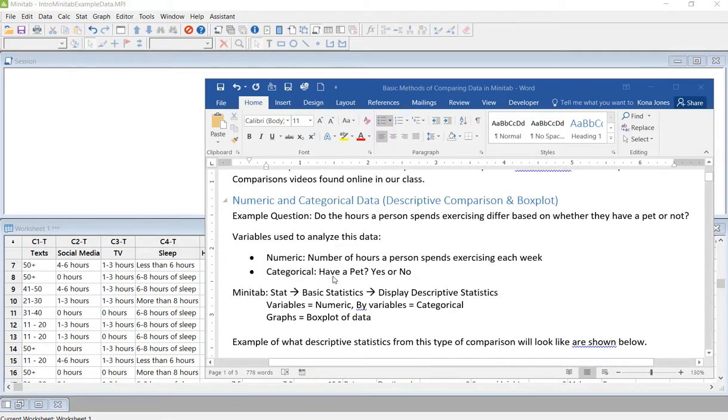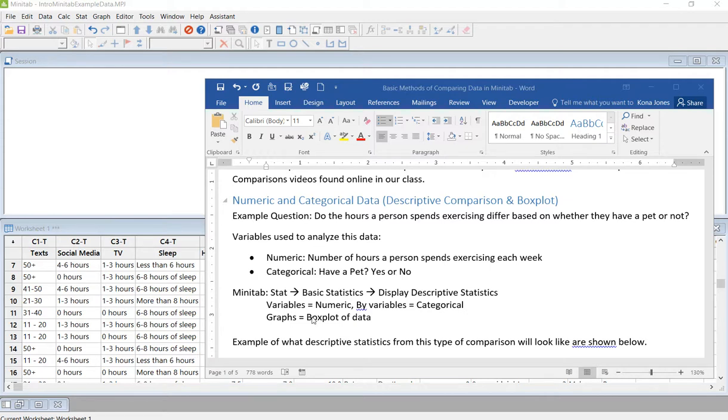So the variables used here would be, first, make sure you have that numeric piece of data, or that numeric variable, and it's the number of hours a person spends exercising. Then you would need a categorical. In this case, we picked the category, do you have a pet? Yes or no. All right, we're good to go.